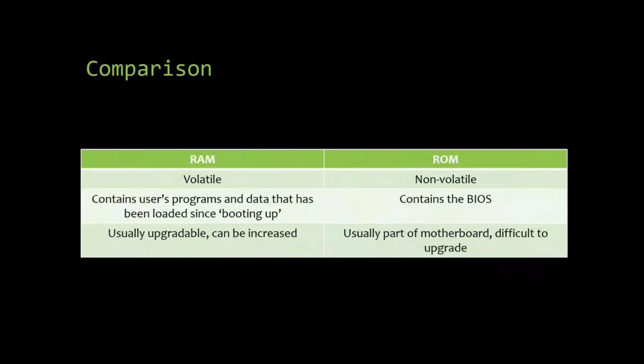And as a conclusion, to compare both of them, RAM is volatile, whereas ROM is non-volatile, and RAM contains users' programs and data that has been loaded since starting the computer, and ROM contains the BIOS. RAM is usually upgradable and can be increased in storage size, but ROM is usually part of the motherboard, which makes it difficult to increase storage size.